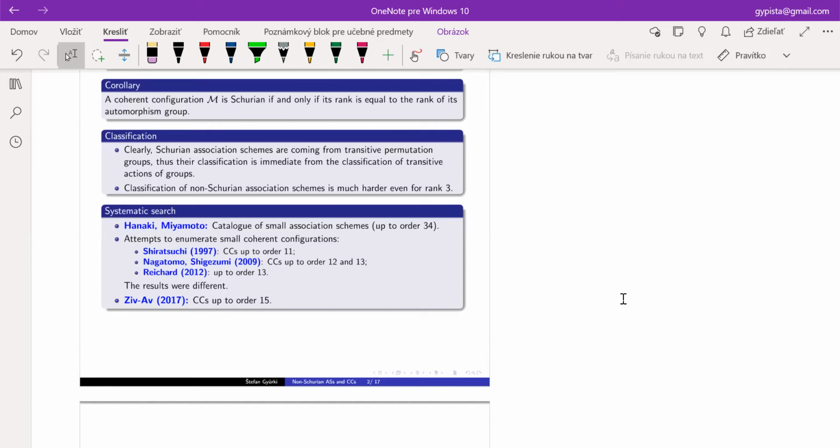Similar attempts to classify or catalogue all small coherent configurations were initiated in some bachelor or master theses, first of all in Japan, where Shiratsuchi classified all coherent configurations up to order 11. After that, Nagatomo and Shigezumi classified coherent configurations up to order 12 and 13, respectively. And a little bit later on, Sven Reichard up to order 13. Unfortunately, their results were not agreeing with one another. Each of these authors obtained a different number of coherent configurations.